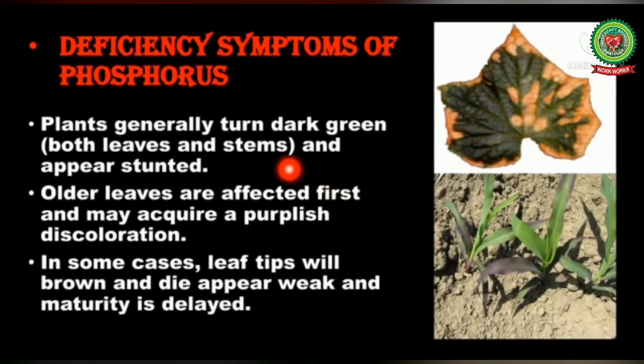If we talk about the deficiency symptoms of phosphorus, plants generally turn dark green and appear stunted. Older leaves are affected first and may acquire a purplish discoloration. In some cases, leaf tips will become brown and die, the plant appears weak and maturity is delayed.